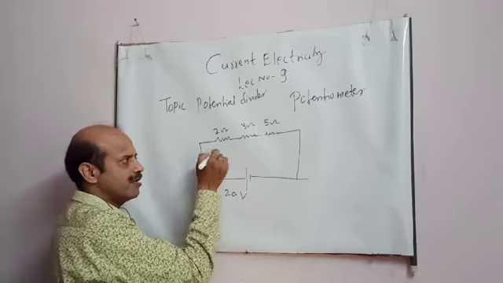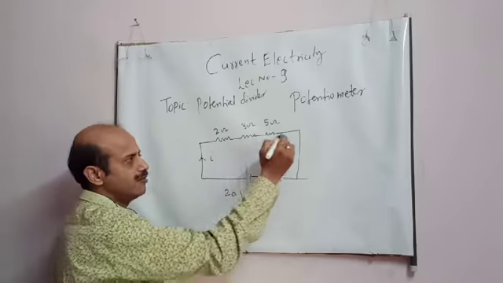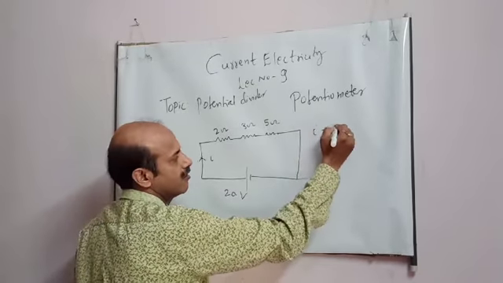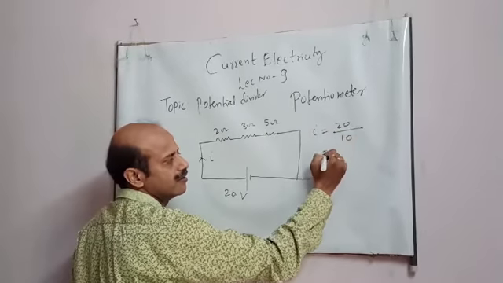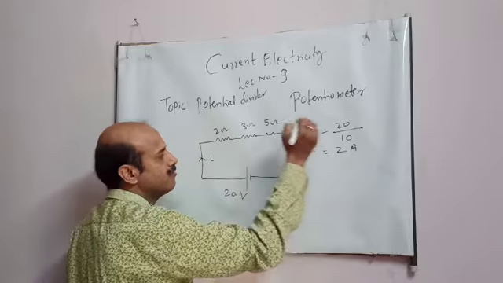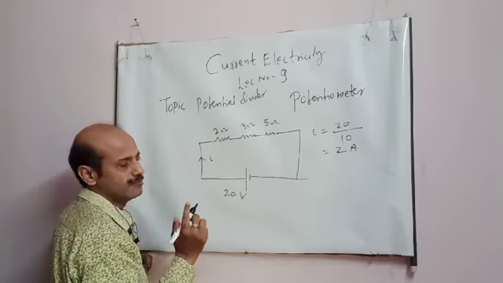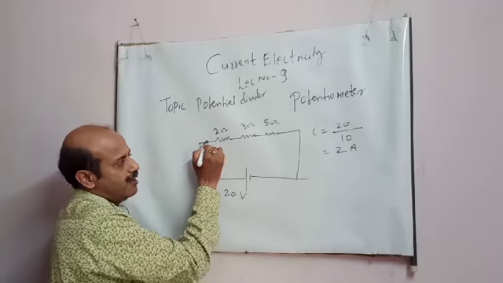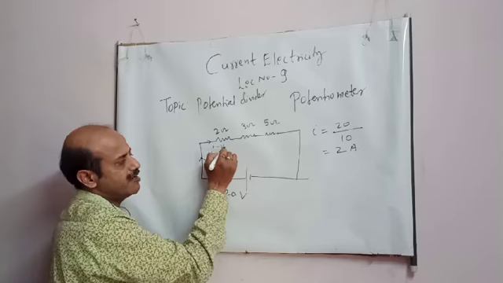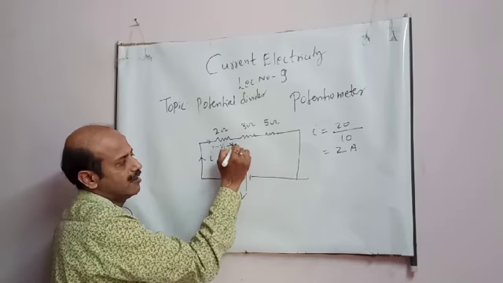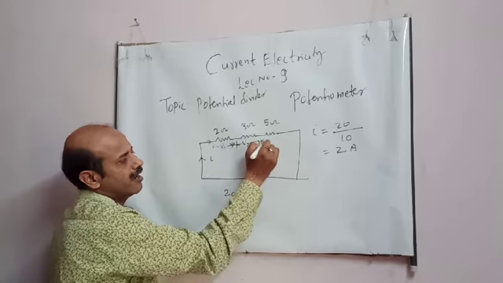Now, student, this circuit you already know. How much current will flow through this circuit? V upon R. Total R is 10. So 2 ampere current is flowing, student. Now, you see, when current flows through this resistor, there is a potential difference across this, say V1. Across this, potential difference is V2. Across this, V3.